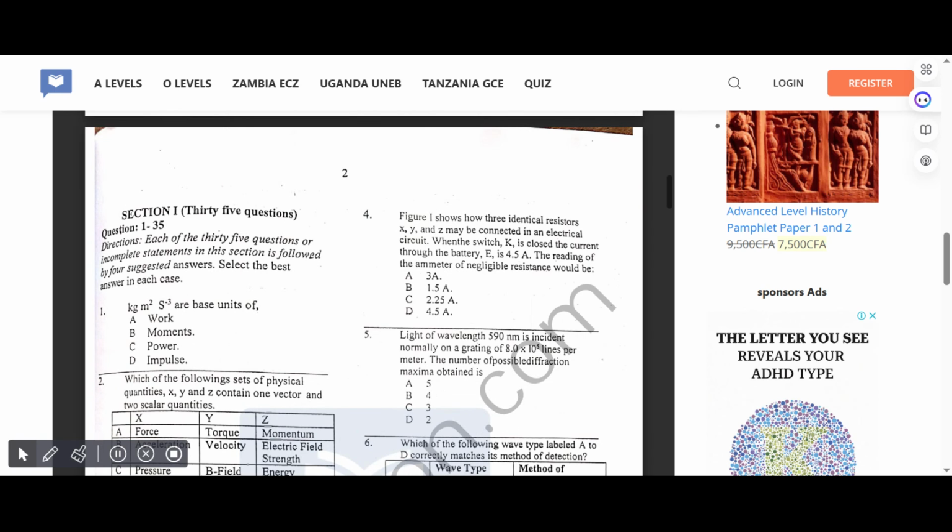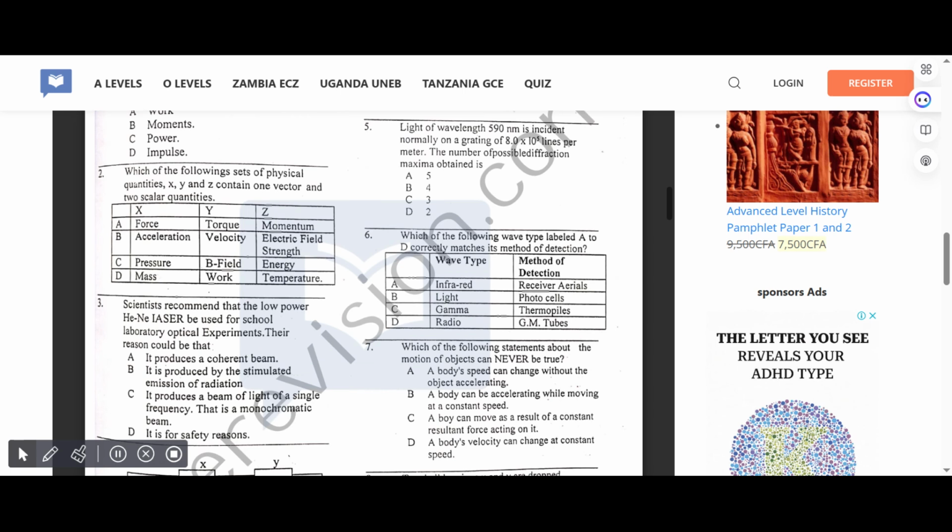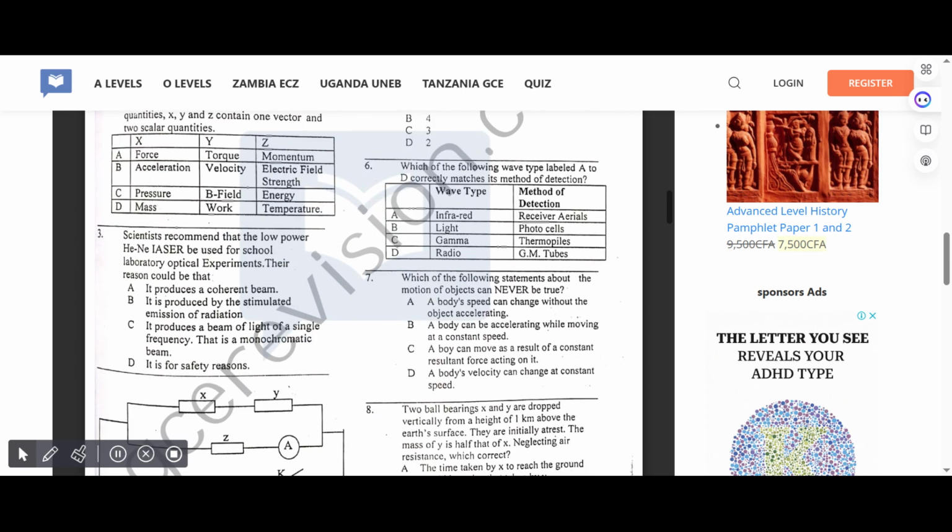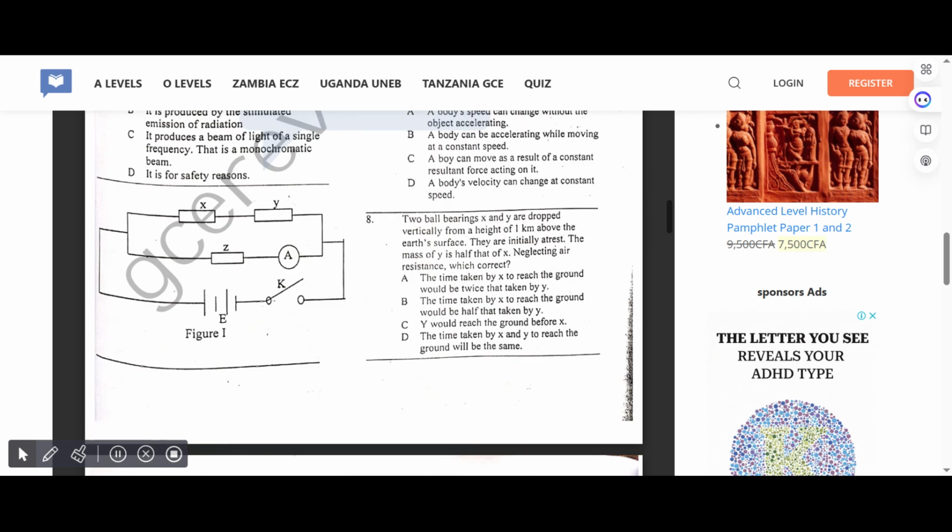Light of wavelength 590 nm is incident normally on the grating of... per meter. The number of possible diffraction maxima contained is... Correct answer is D, 2. Which of the following wave types labelled A to D correctly matches its method of detection? Correct answer is B. A body can be accelerated while moving at a constant speed.